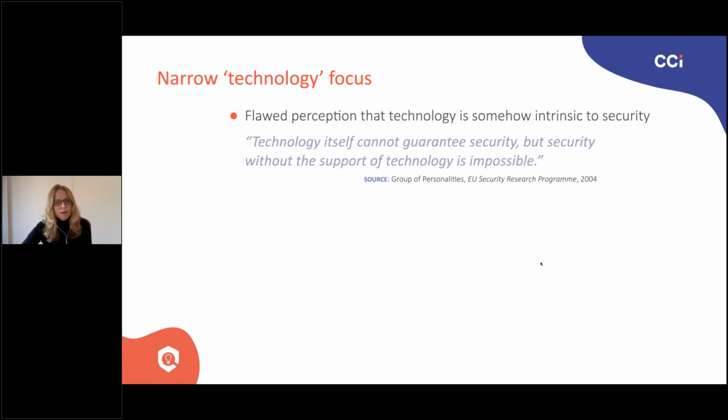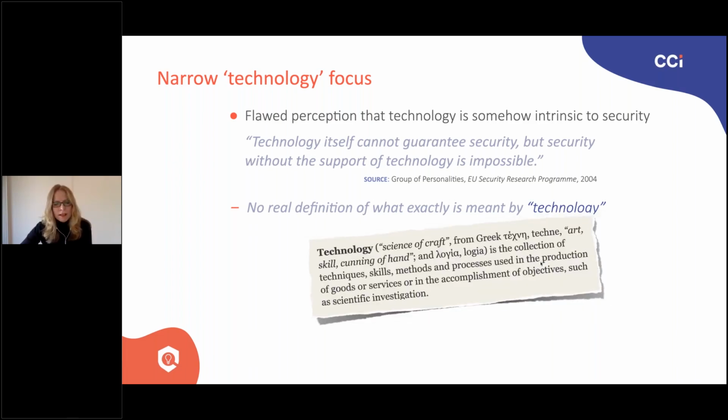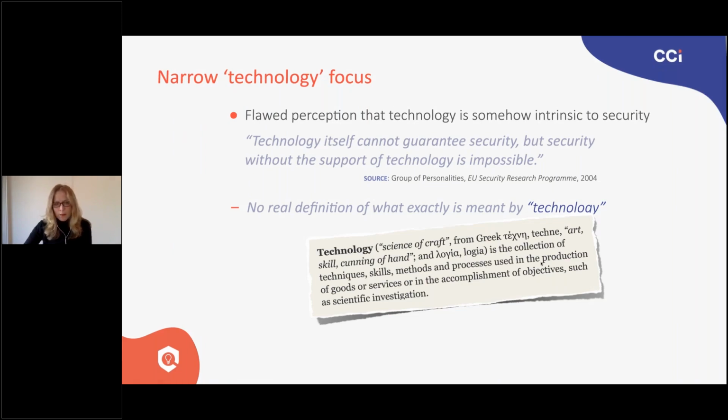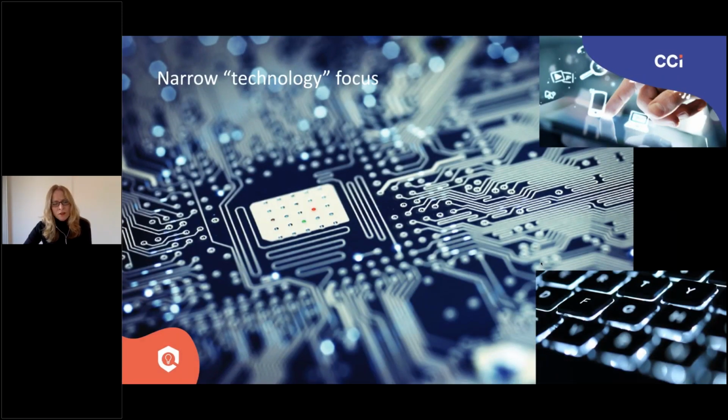But when we look at the definition of what is a technology, then we can look to the original Greek definition and we can find that it's actually quite broad. So it can actually encompass a whole range of things, from techniques to skills to methods, processes, services or goods. So it doesn't have to be narrowly defined. What we see in the European Security Research Programme is that the focus is very much on the software and on the hardware, basically on the things that seem to go beep is very much the focus for that type of research.